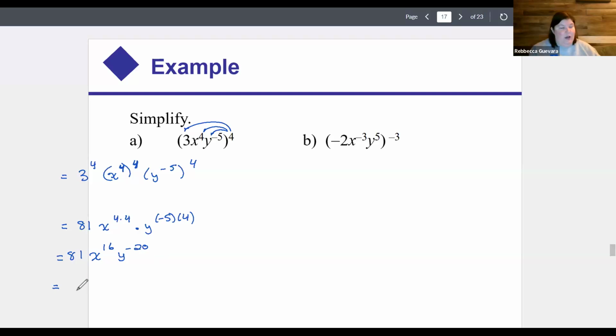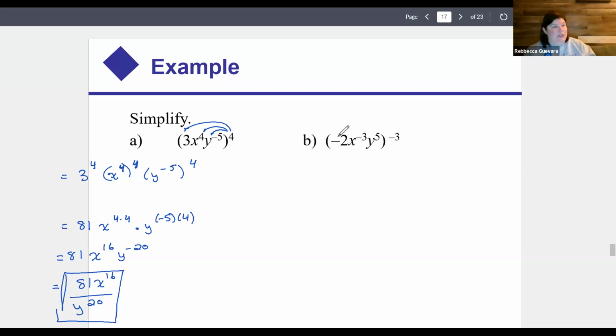And then because we want all my exponents positive, this is 81 over x to the 16. And just remember that this goes on the bottom, and we get y to the 20th. And then it's simplified. There's nothing more I can do.